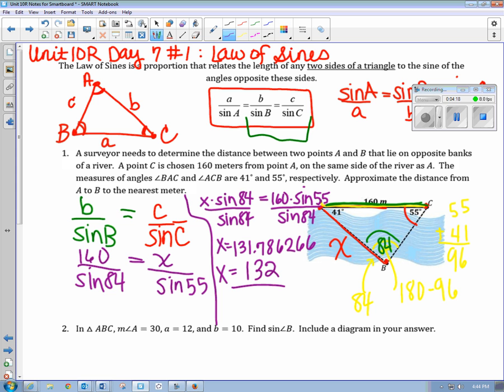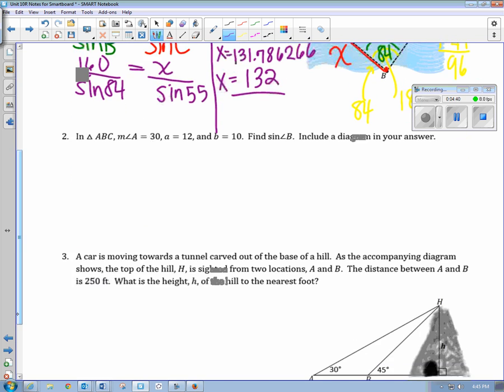The reason why we have to use law of sines or law of cosines, which we'll talk about in the second video, is because these triangles do not have a right angle. And the SOHCAHTOA that you've been using right along now is only for when you have triangles that have right angles in them. For question number 2, it's a little bit different. In question 2, they're asking for us to find the sine of angle B. So I'm going to draw my picture. I've got triangle ABC.